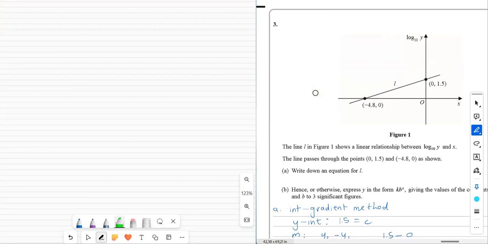Question 3 gives us this little sketch of log 10y. It says that the line L has a linear relationship between log 10y and x. The line passes through the points (0, 1.5) and (-4.8, 0). Those are given on the sketch. Part A: write down an equation for L.